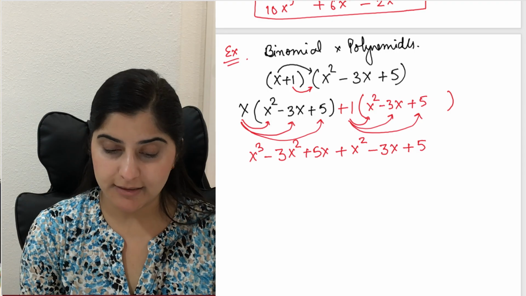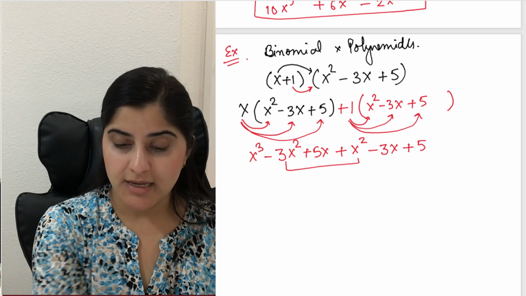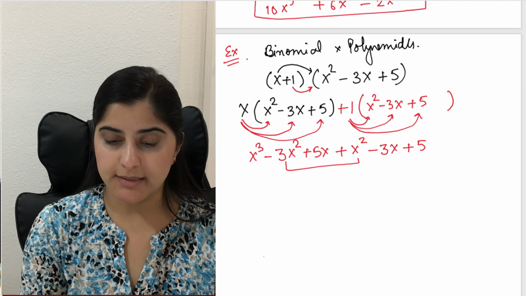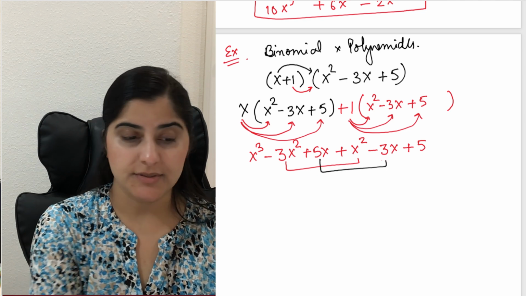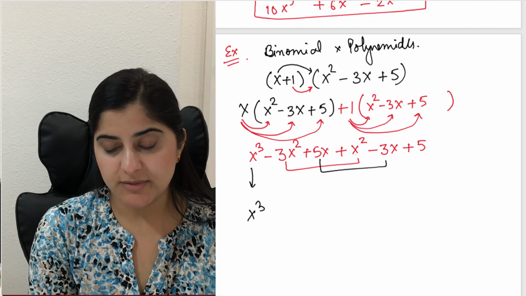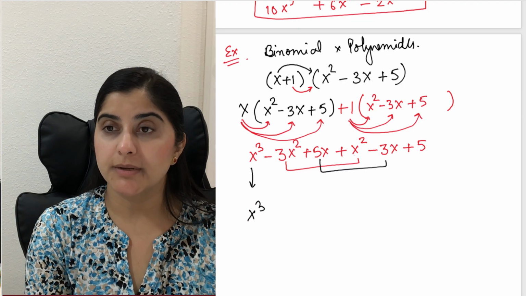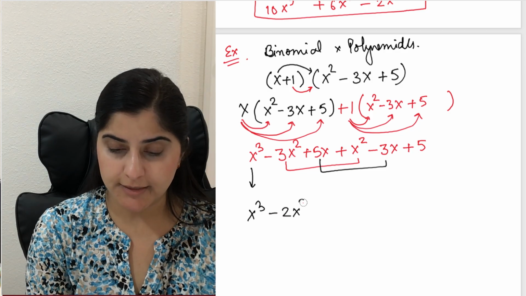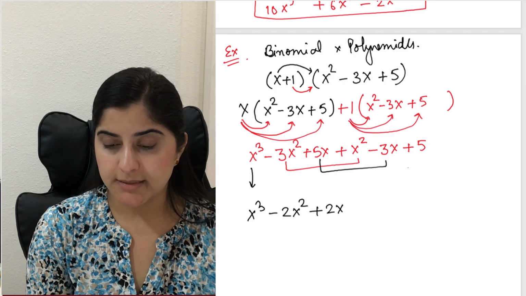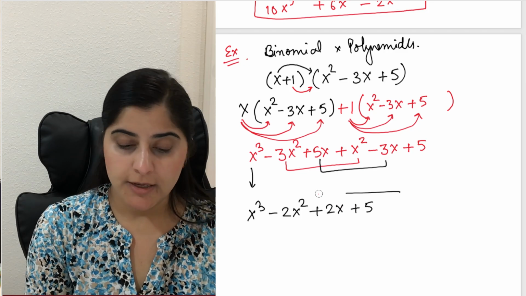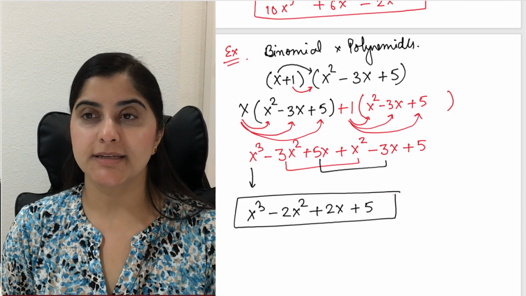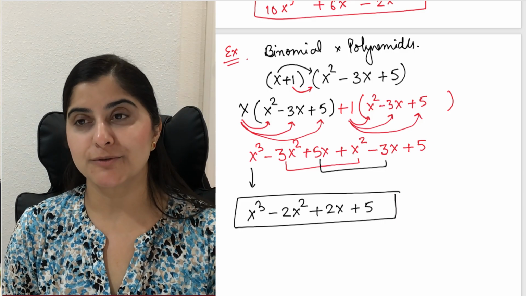Now combine like terms. These two are like terms, having the variable part exactly the same. These two are like terms. So write this as it is, x cubed. X squared terms, combine them. Minus 3x squared plus x squared is minus 2x squared. 5x minus 3x will be 2x, and then plus 5. So here we will stop because all are unlike terms. We cannot further simplify this, and we will say this is the product of two polynomials.